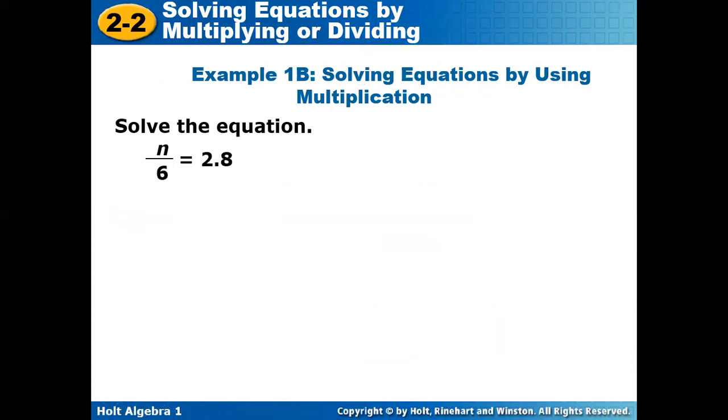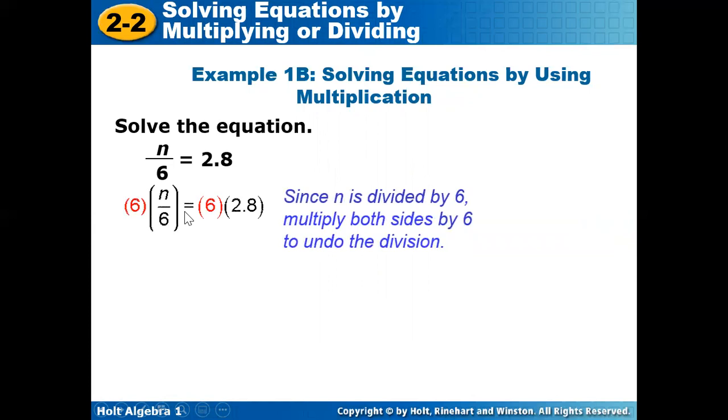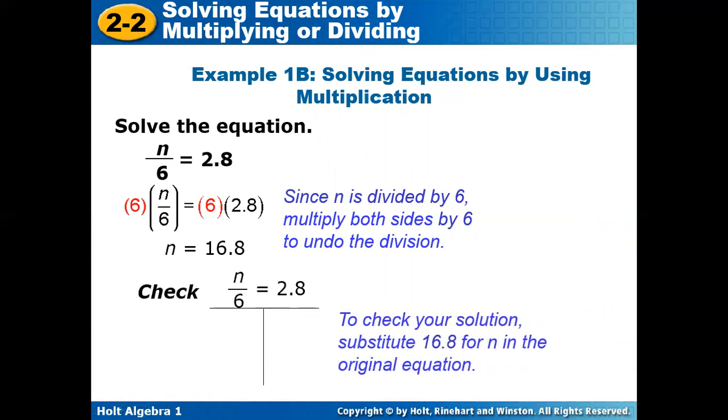Same basic concept here. You're dividing n by 6. So in order to remove that 6, you're doing the opposite operation, which is multiplication. 6 times n divided by 6 gives you, right? This is going to cancel out. So you are left with n over here. And then on this side, 6 multiplied by 2.8 gives you 16.8. And that gives us our solution. And once again, plug it back in, right? 16.8 divided by 6 does indeed equal 2.8.